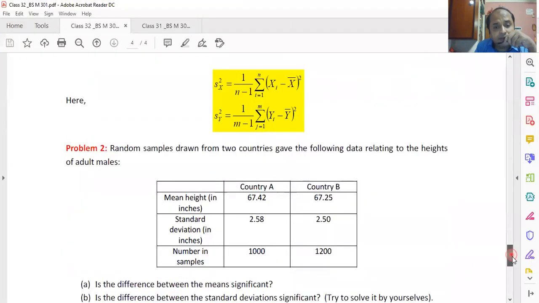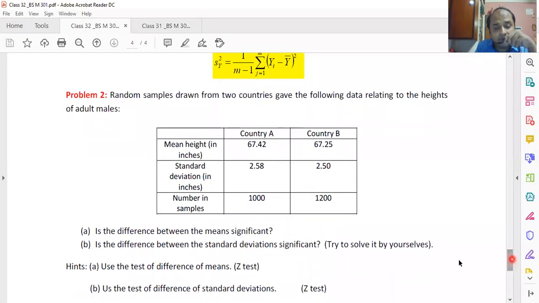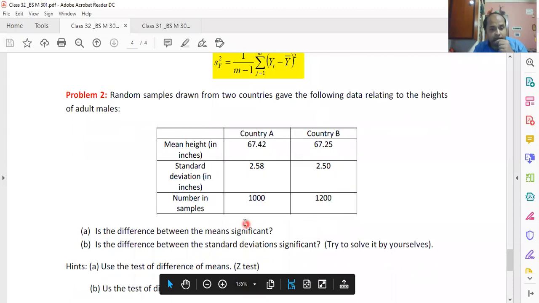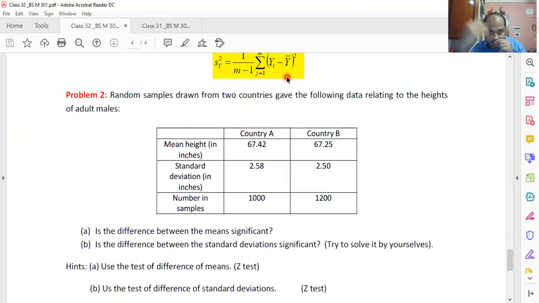I have given you a problem over here and I have left it for you to try by yourself. These two samples are given. You have to test whether the difference between the means is significant. So you are going to apply the Z test for difference of means here, and you are going to test the difference of standard deviation, that means the above one. Use the Z formula for the above situation which I have just now told you.